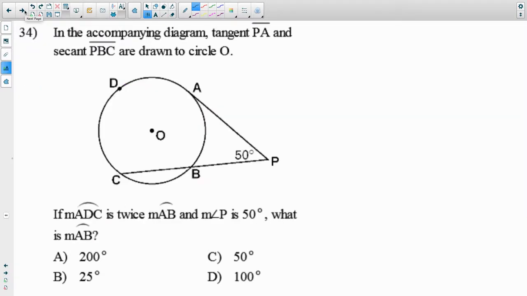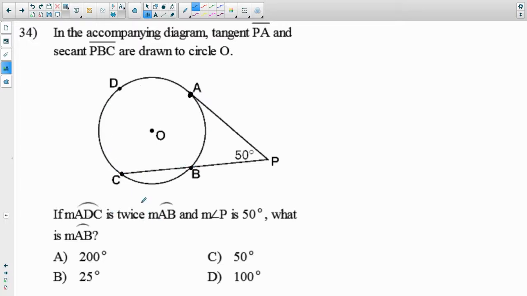Now, here's a slightly more complicated problem, but not that complicated. Here in the accompanying diagram, tangent PA and secant PBC are drawn to circle O. So in this particular case, we see that we have a tangent, PA, which means it's only going to touch at one point. And then you have a secant, which means it's going to touch at 2 points, right? You can see the circle is divided into 3 arcs.